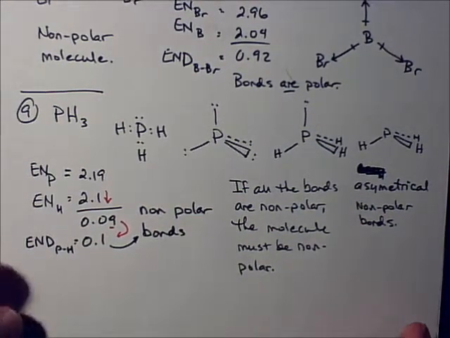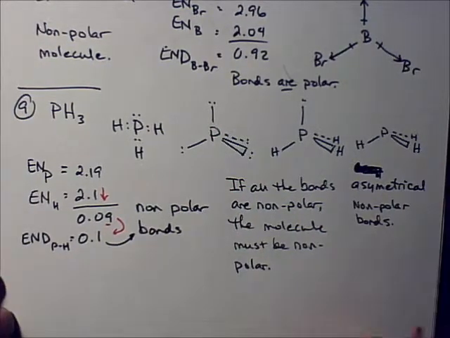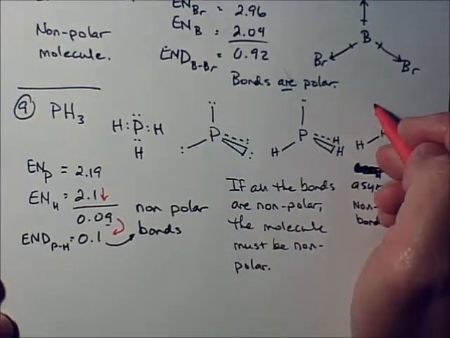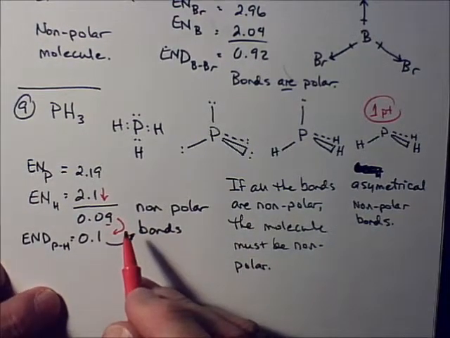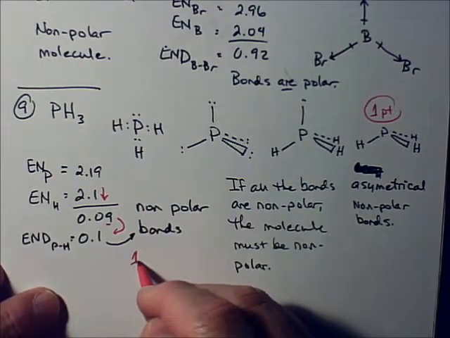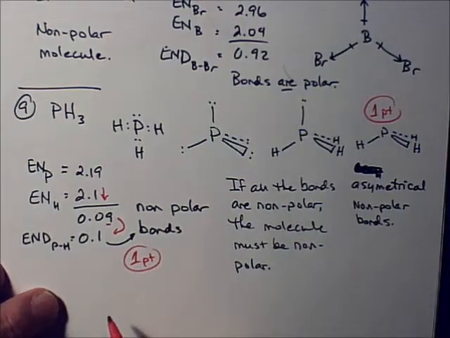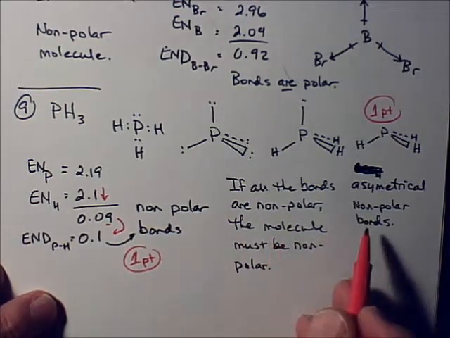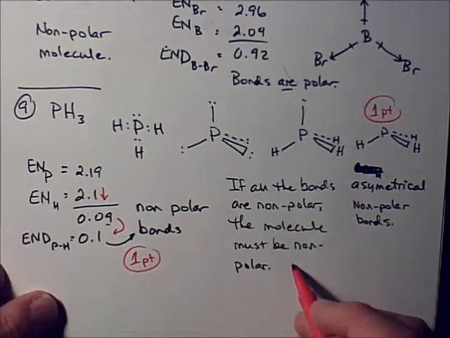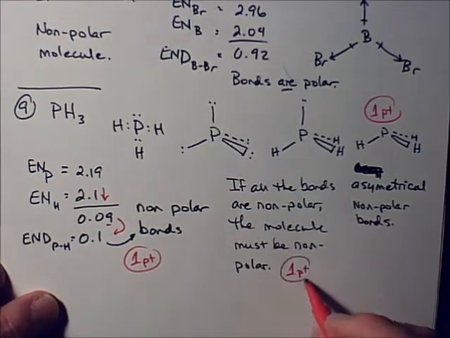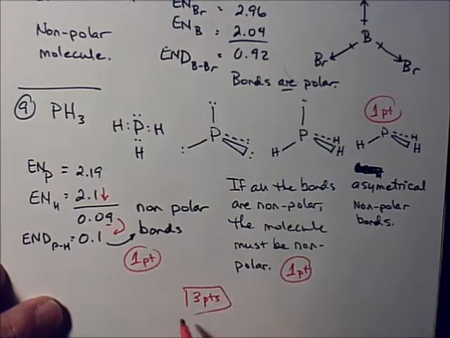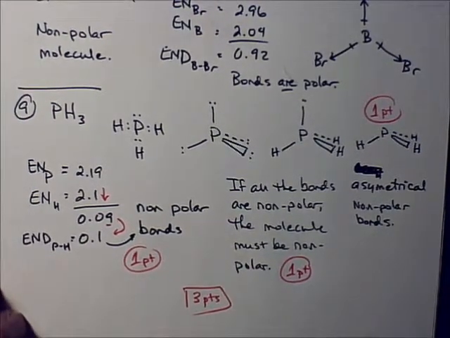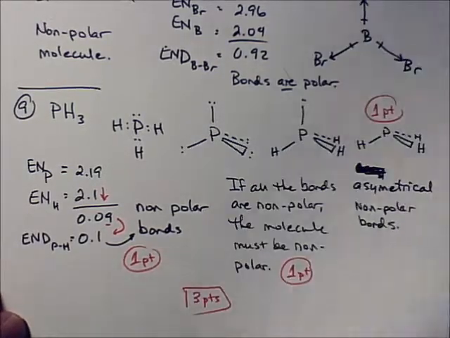So, to have a clearly justified answer, they have to be able to show the shape. They have to calculate the polarity of the bonds. And they have to come up with the correct claim that it's a nonpolar molecule. So that whole thing is worth 3 points. Got it?